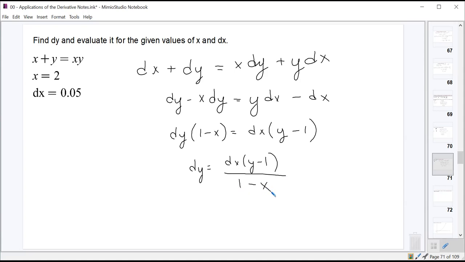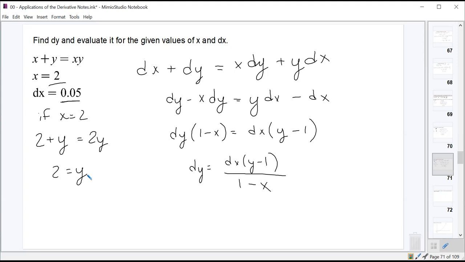If we try to evaluate that, we can see that we're given a dx value of 0.05, and we're given an x value of 2, but we aren't given a y value. So we're going to have to go back into our original equation, x plus y equals xy, and find out what y is when x is 2. If x is 2, we have 2 plus y equals 2y. And pretty straightforwardly, if we subtract y to the other side, we get y is equal to 2.